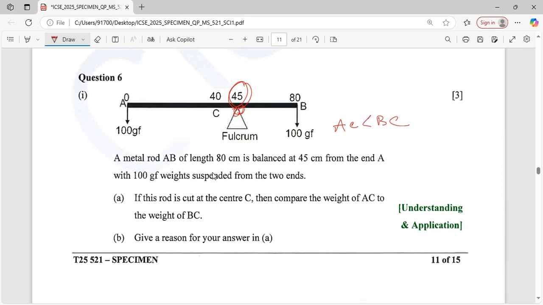Why? Because B has less torque than A, because torque means force times perpendicular distance. That distance is very small compared to this.